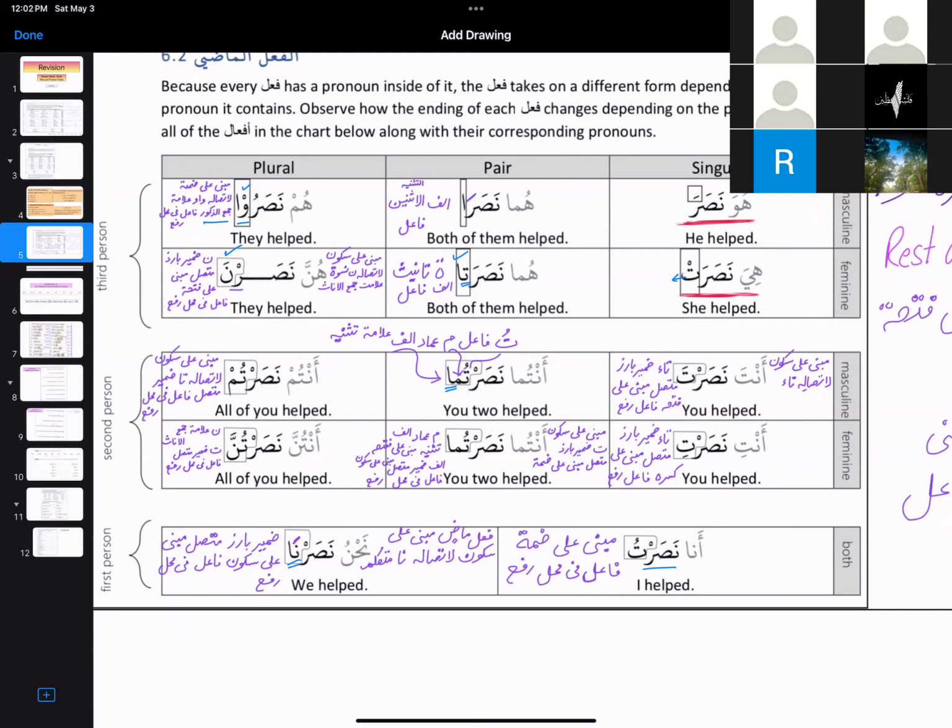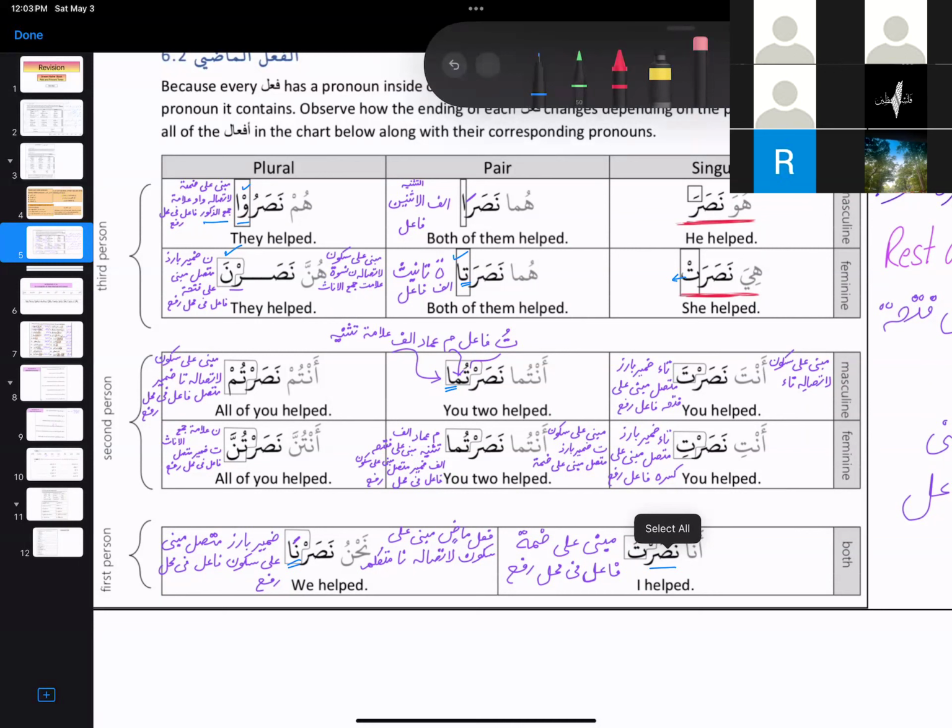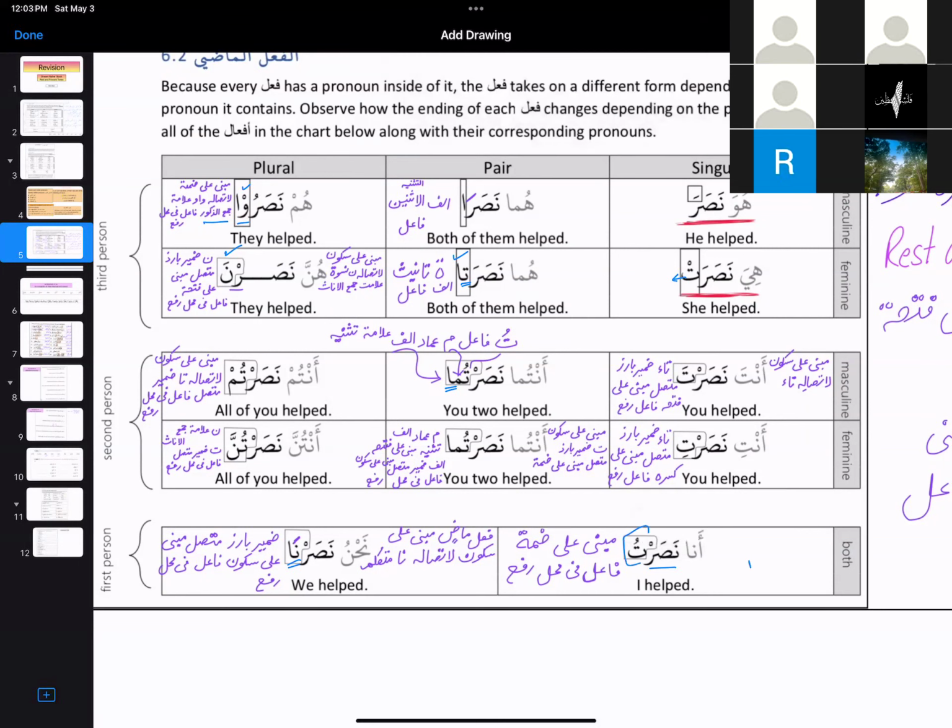Nasartu, this is mabni ala sukun, and this, no, okay, it is talking about the fa'il actually, right? So it is talking about ta is mabni ala dhamma and fa'il is fi mahalli rafa. So ta is the fa'il, right? Yes, in nasartu, ta is the fa'il. Mabni will be in nasartu, not sukun. That mabni is ala sukun only talking about the fi'l. It's only talking about ta over here. It's not talking about the whole fa'il.